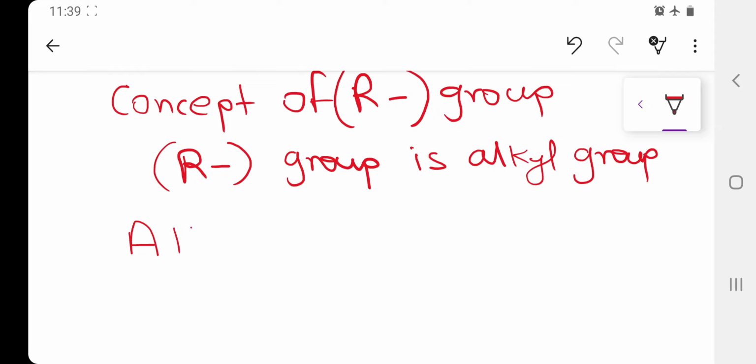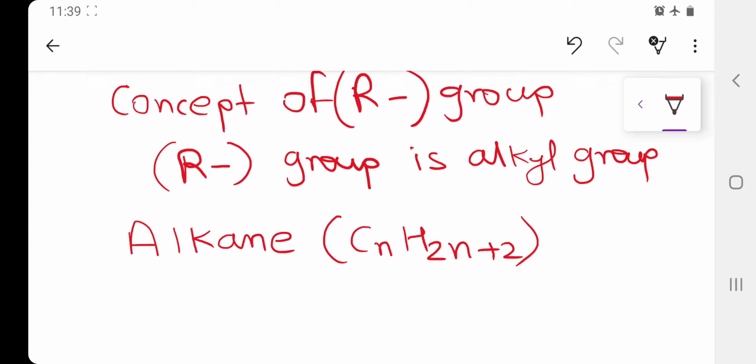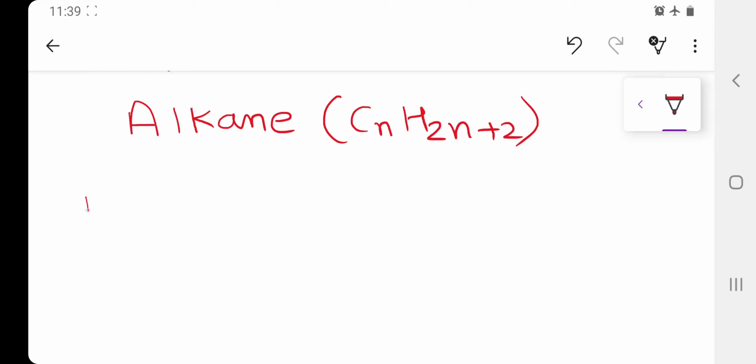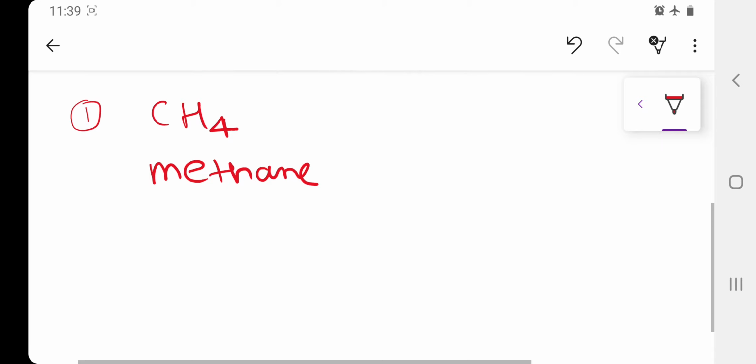As we discussed, and you are all aware of, alkane has the general formula CnH2n+2. Now these alkanes, I will give names of first few alkanes. That means this CH4 can be represented in only one way, that is methane. This you should know. Now whenever I write CH4, you call it methane.